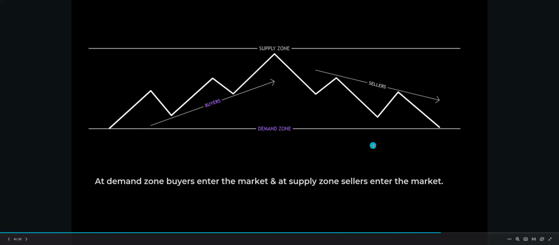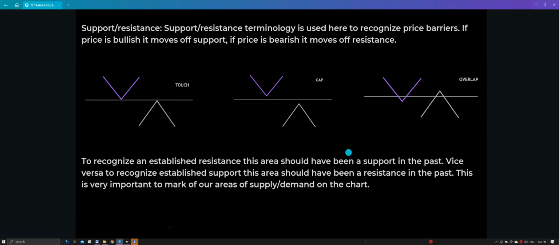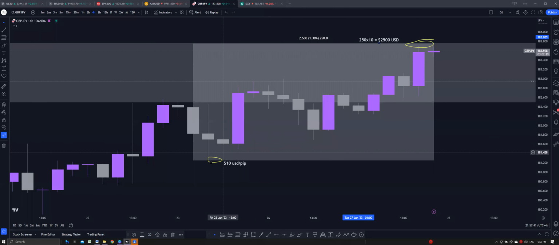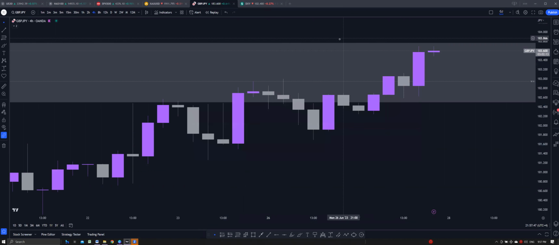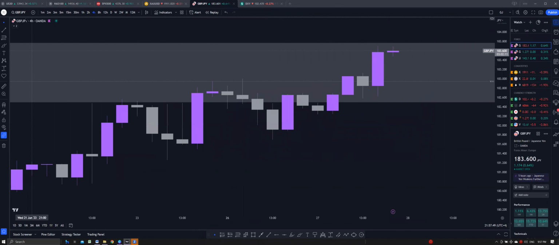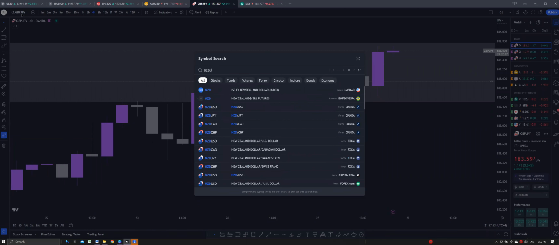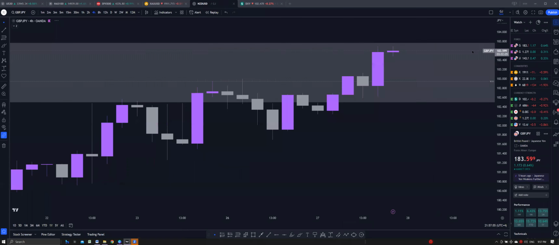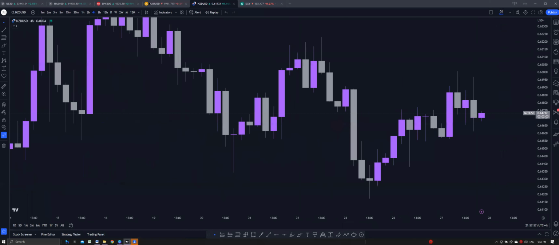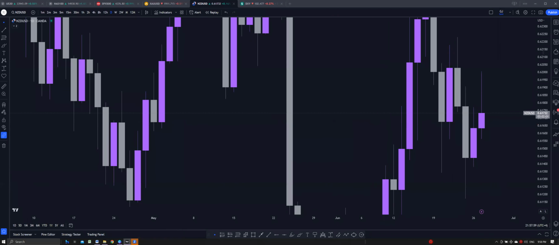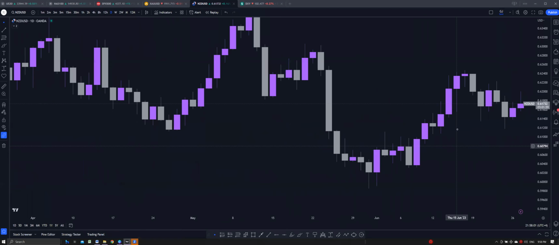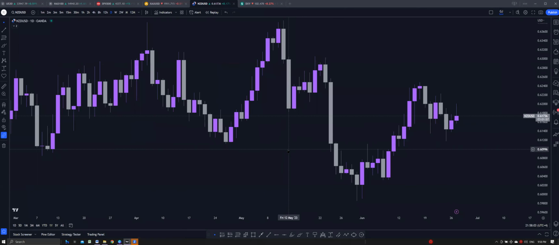So very simple concept here. Before we look at support and resistance, let me show you a quick example. Let's look at a different pair here, maybe the New Zealand dollar. Let me just give you a brief example of a demand zone and a supply zone.